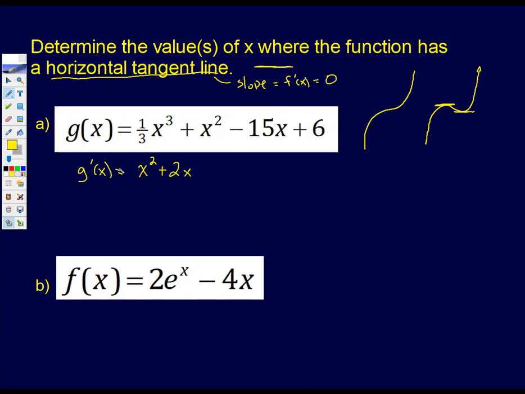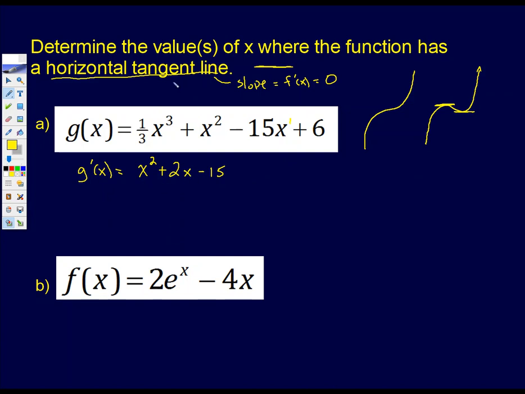The derivative of 15x to the first would be 15 minus 15 x to the 0, but x to the 0 we normally would not write because it's just equal to 1. And the derivative of 6 is 0, and we're not going to write plus 0. We're just going to leave it empty. So this is my derivative.